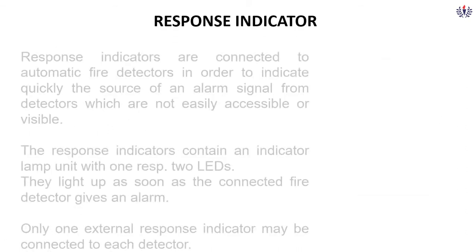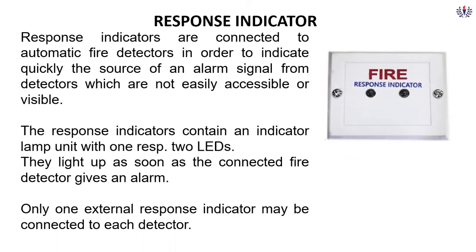The next type of device is the response indicator. So this is the first activating device. While doing this experiment also we can take notice of the same. Response indicators are connected to automatic fire detectors in order to indicate quickly the source of a fire alarm from detectors which are not easily accessible or visible. So this is the fast response detector, like a reflex action in the human body. Once the fire is noticed, immediately it will try to sense.